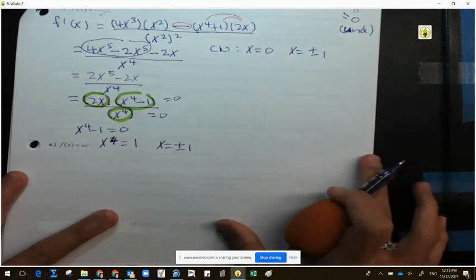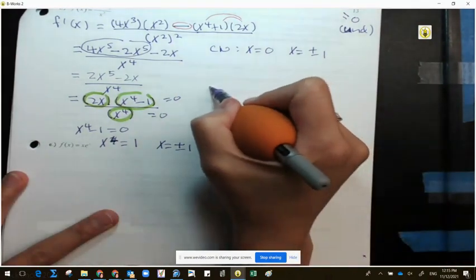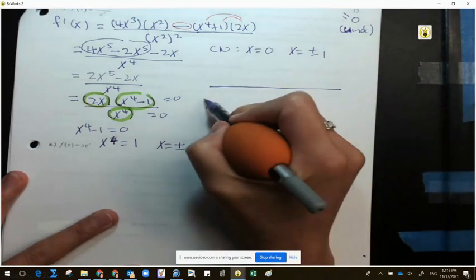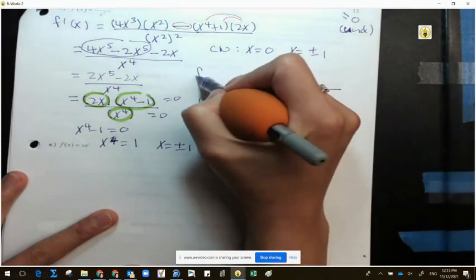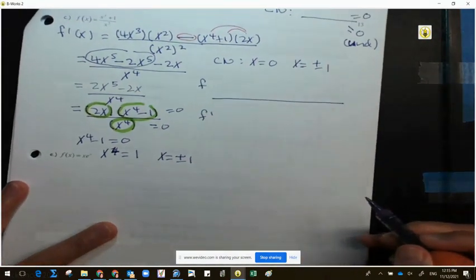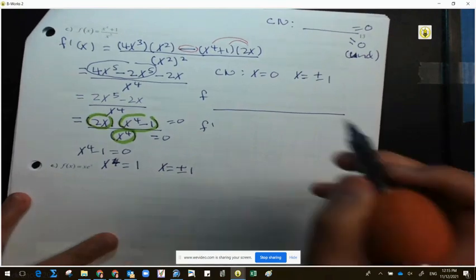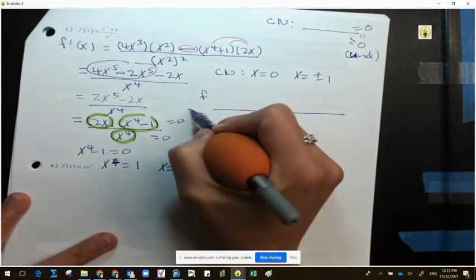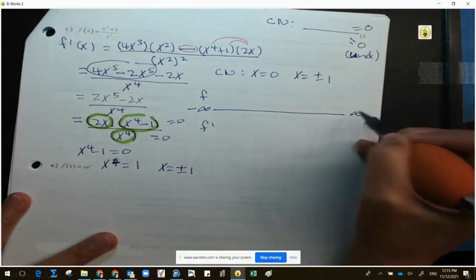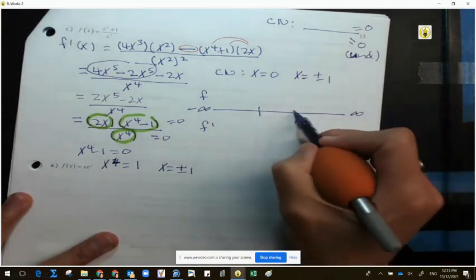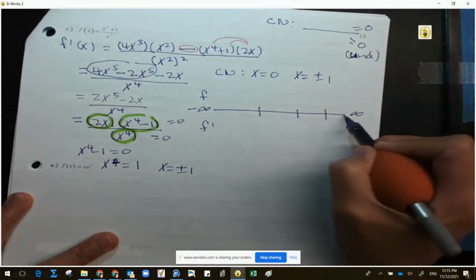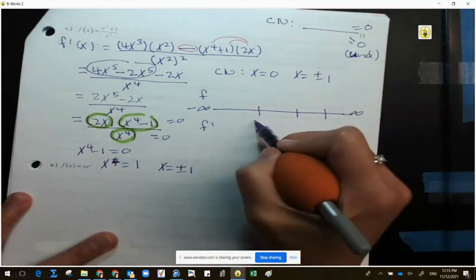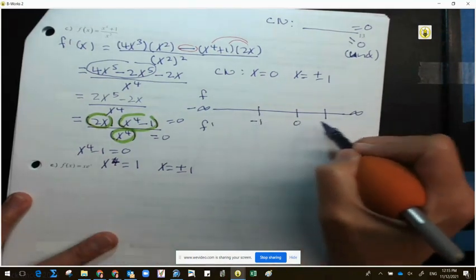Is everybody writing? Yep. Okay, go ahead and make your number line. On our number line, we have f prime on the bottom, f on the top. Are there any restrictions on our domain? Nope. So negative infinity to positive infinity. We have 3 critical numbers. So the first number in order is -1, 0, and 1.